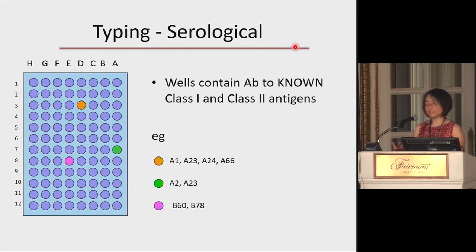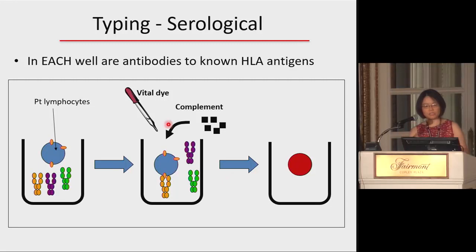So how do we actually do the HLA typing? Historically, and still in some countries around the world, we rely on serological-based testing. What we do here is we have a panel of different wells, and these wells are basically serum from a variety of people. They have antibody that is known to be against class 1 and class 2 antigens. So for example, this orange well would be serum that contains A1, A23, A24, and A66 antibody. And here it is broken down into each well. So this would be the serum that's there. In this particular case, there are three different HLA antibodies present.